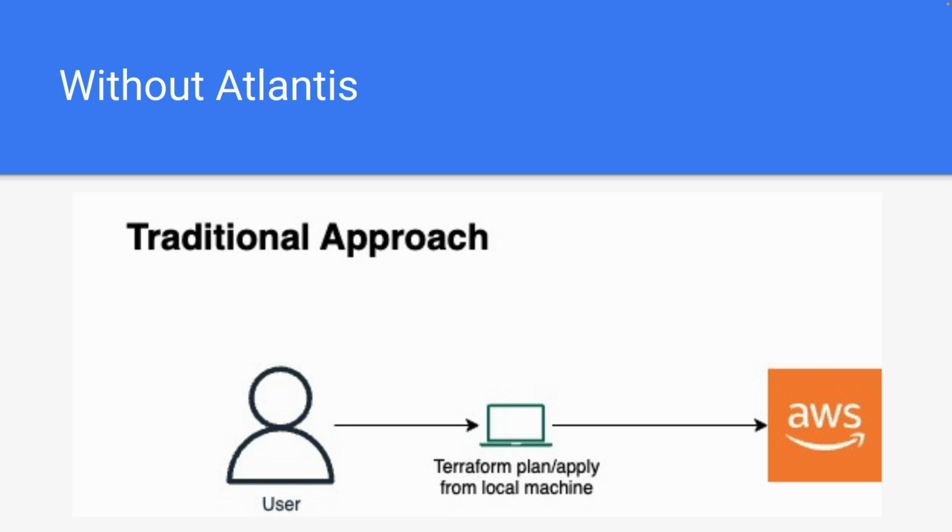So let's see the traditional approach, how we are doing Terraform right now. Let's say I am the user and I have to change something in Terraform. Then I'll write Terraform code on my local machine. I will run Terraform plan from my local laptop. Then, if everything looks good, I will run Terraform apply, also from my local laptop, and then changes will get reflected on my cloud. This is the traditional approach without Atlantis.